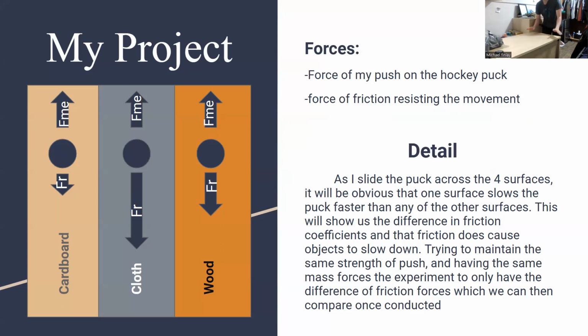So I tried my best to keep the same strength for the throws, and I had two pucks going back to back. So those two strengths were about the same to show that the friction coefficients were there and that it does differ for different objects.